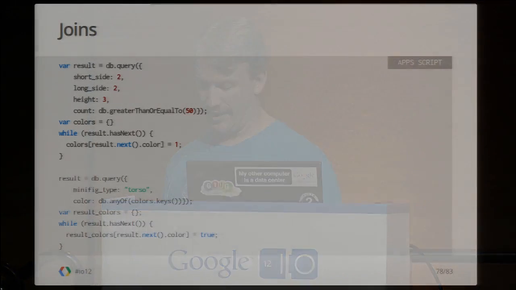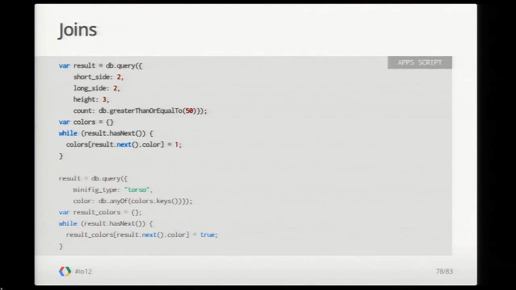So say we want to find what color standard height brick we have, that we have at least 50 of them, and they're 2x2 bricks, and then make sure that we have a torso that's the same color. So first what we do is we query our 2x2 bricks, standard height, and we say, give me the ones where we have at least 50 or more of them. We loop through the results here, storing the colors in the color variable. And then secondly, we just query for minifig torsos where the color is any of the colors that we found. So it's actually not that difficult. We are looking for common patterns that we can make these kinds of things simpler for.